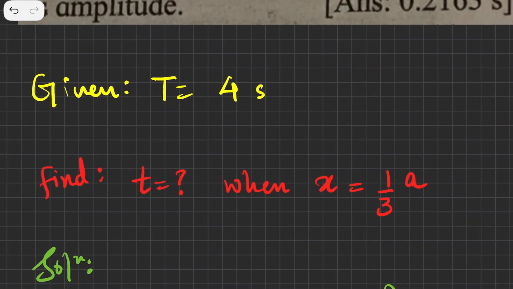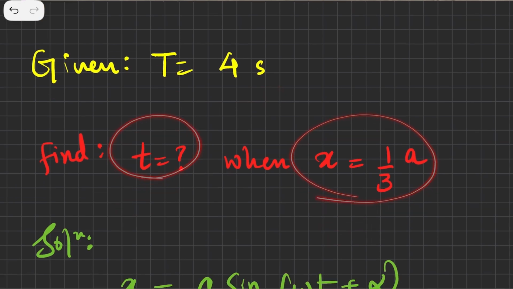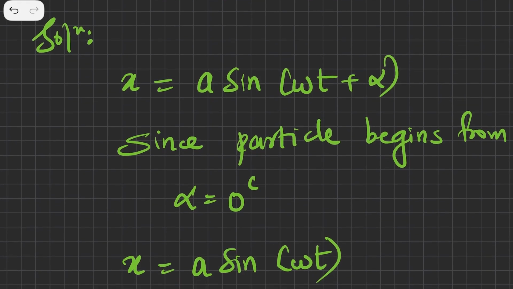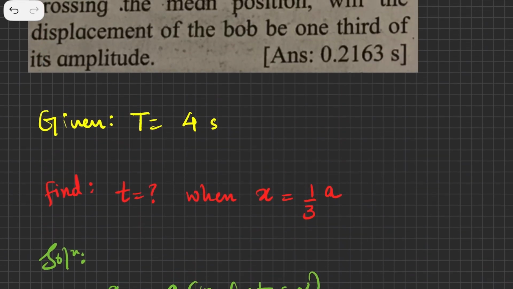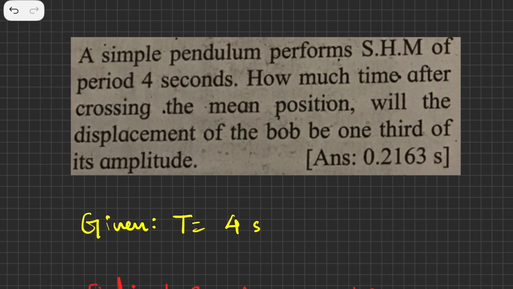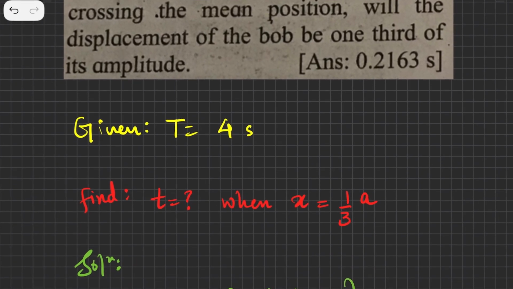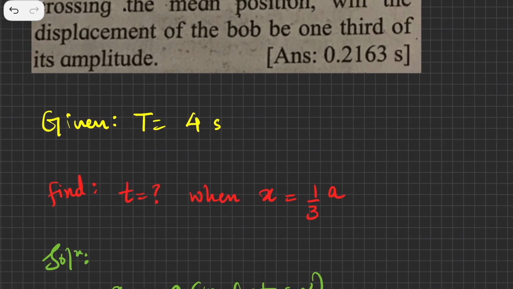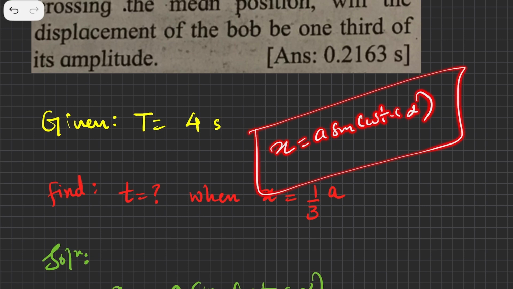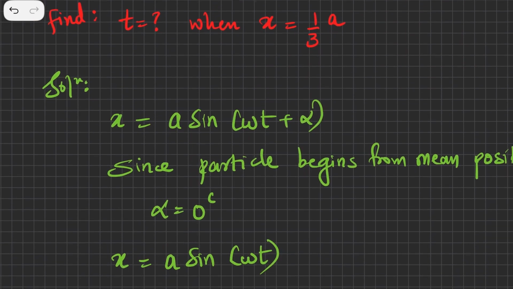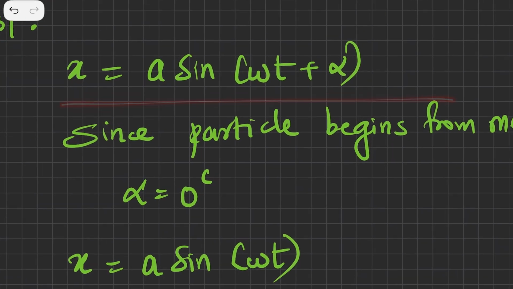The time period is 4 seconds and we need to find the time when the displacement is 1/3 of A. Since we are doing oscillations, it is relevant that we use the equations of oscillations. Whenever time is asked, there is this formula: x is equal to A sin(omega t plus alpha). This formula can be used many times, so we will use the same formula.